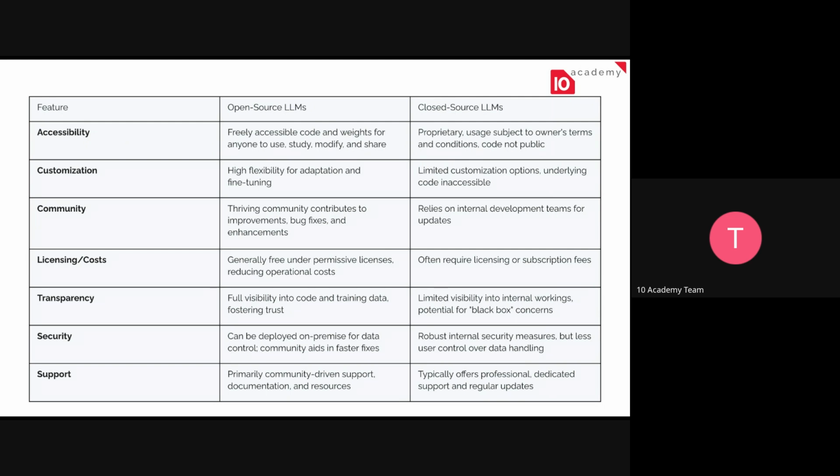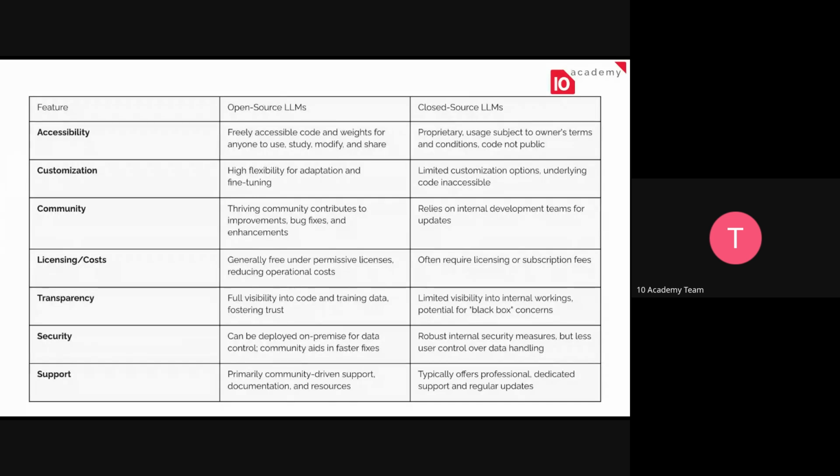For the community, of course, for the open source, the community is responsible. Not always, but people contribute to the improvements, bug fixes, and enhancements. But for the closed ones, the internal development team is responsible for it. For licensing and cost, open source models are generally free to use. But the closed source requires licensing or subscription fees.